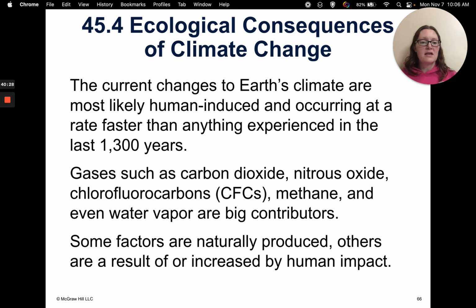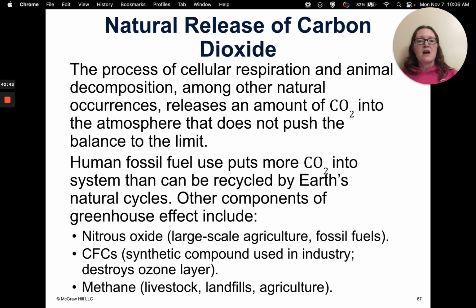Carbon dioxide, nitric oxides, chlorofluorocarbons, CFCs, methane, and even water vapor are big contributors. Some factors are naturally produced, others are a result of increased human impact. Cellular respiration and animal decomposition, among other natural occurrences, are releasing carbon dioxide, but the balance is getting skewed and not becoming a balance, really.